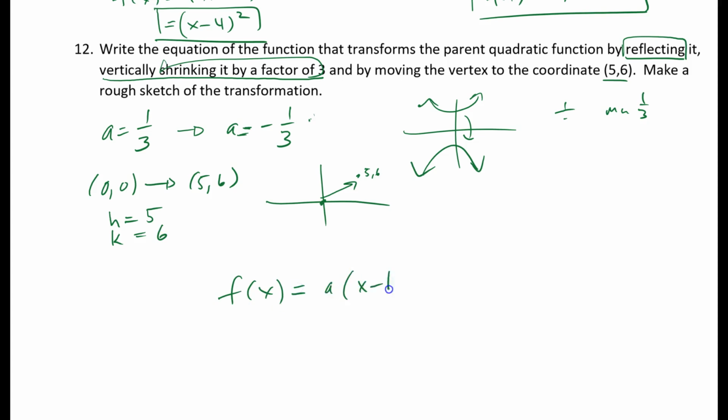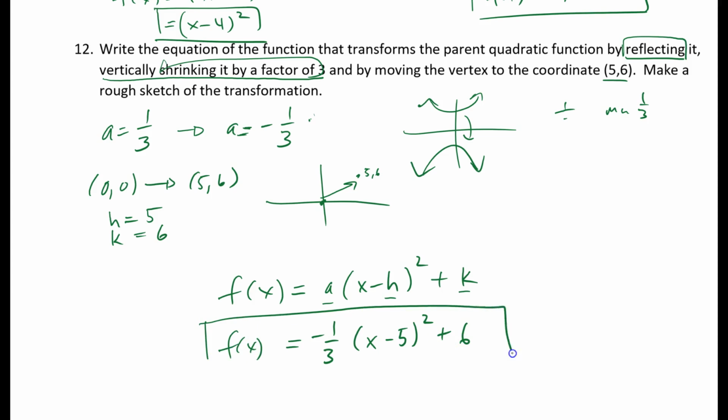Again, I'll just write the generic form. This is our generic vertex form parabola, where we can interpret these parameters as the horizontal shift, vertical shift, then the vertical stretch or shrink factor, knowing that if it's negative, it's also a reflection. So we'll just plug in our numbers that we've determined here: negative 1/3 (x minus 5) squared plus 6. So this is the equation of the parabola that does all those things mentioned in the question.